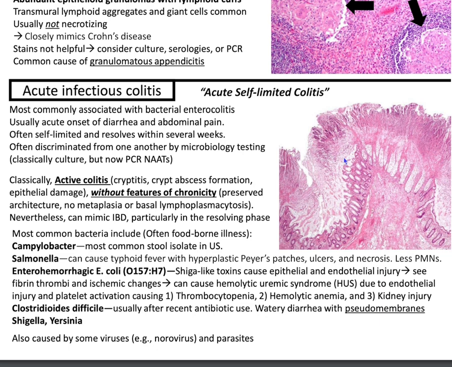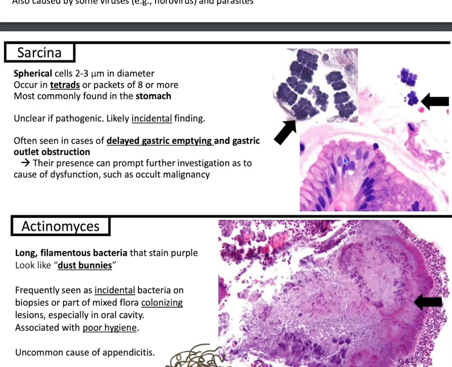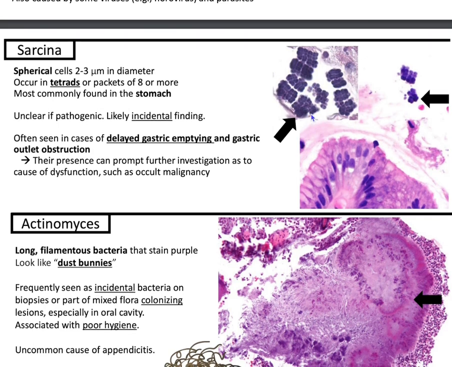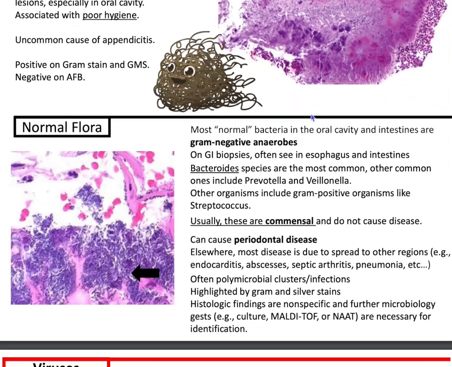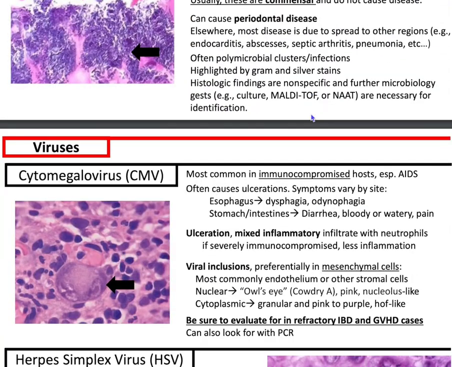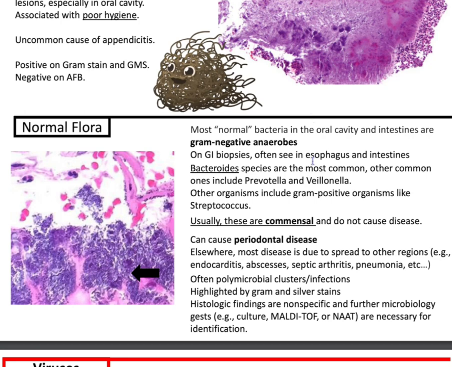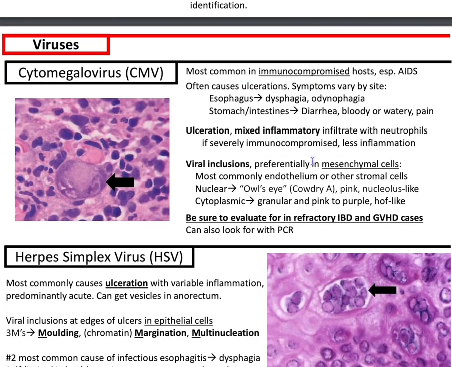Acute infectious colitis, get your PCR panel. Sarcina, incidental finding, often in the stomach. Look for those spherical tetrads or packets of 8 or more. Actinomyces, dust bunnies, often incidental. Normal flora are generally gram-negative anaerobes. All right, viruses. CMV, most common in immunocompromised hosts, especially AIDS, but also you can see them in patients with organ transplant or autoimmune disease on immunosuppressives.